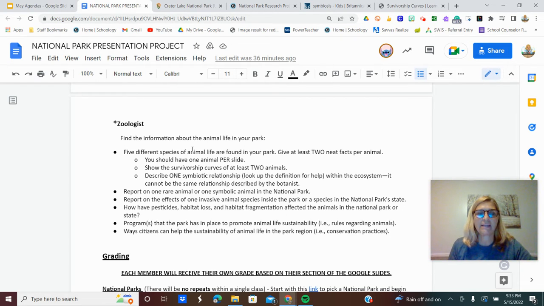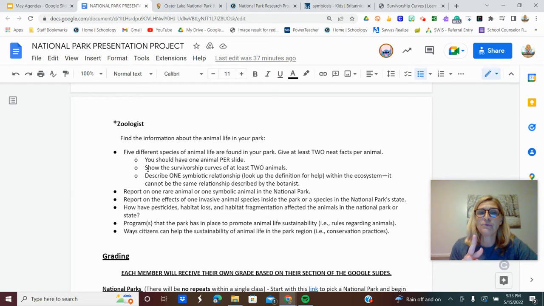So I'm right here looking at the bullet points here from your park. And you're going to give at least 2 neat facts about each animal. Okay, so if I was doing Sylvan Prairie, for instance, I would have the beaver as one slide and I would have some interesting facts. And then the next slide I would have would be the red-winged blackbird. And then maybe I'd have a specific frog that lives there. So each slide will have a different animal.